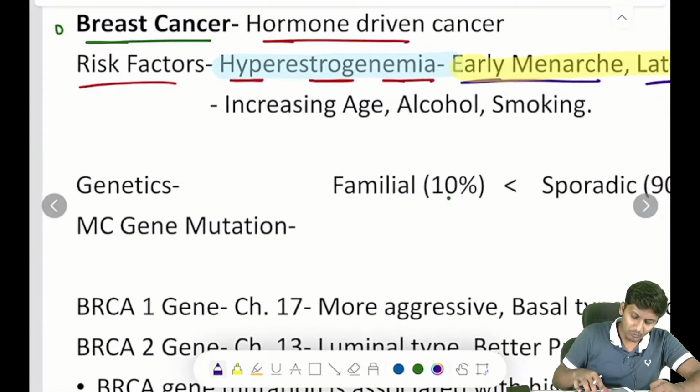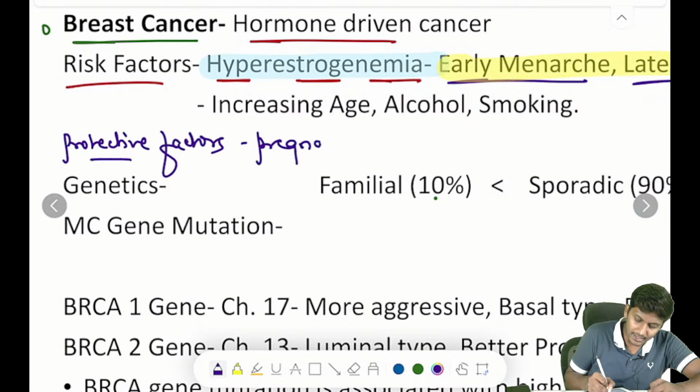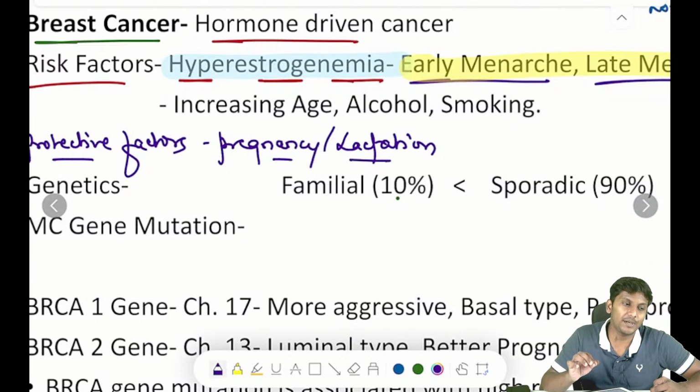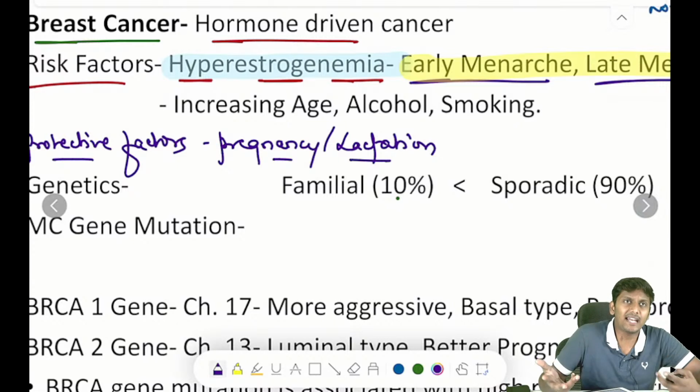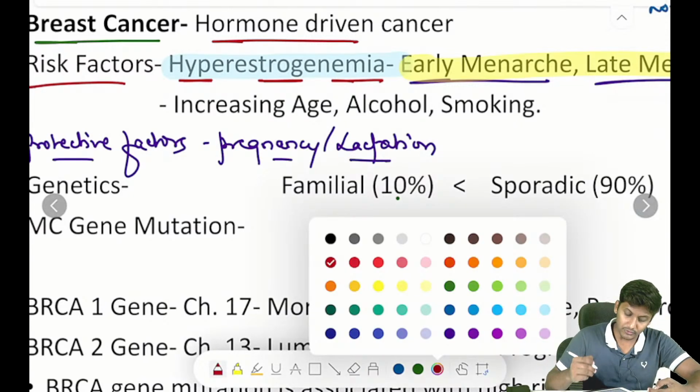But okay, what are the protective factors? If I say protective factors, usually they will be pregnancy and lactation, right? Because they are going to give what? Pregnancy and lactation are definitely going to give a break from the menstrual cycle, and that is the reason why we can say a patient who is having pregnancy, lactation, or who is a multigravida, for example, who has been pregnant a number of times, definitely will have less risk of breast cancer. ठीक है. No issues with this, anybody?